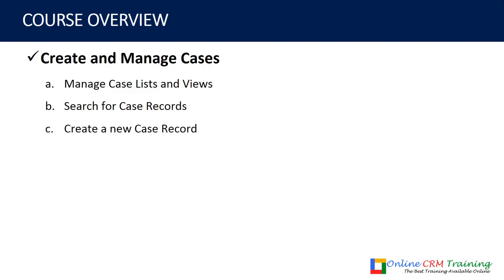Then you will learn how to create a new case. We'll talk about the case creation process, and I will show you the step-by-step process. It's also possible to convert a particular activity to a case. For example, if somebody has sent an email, you might want to convert that email to a case. Or if somebody has made a phone call, you might want to convert that phone call activity to a case. That's possible, and I will show you how you can do that.